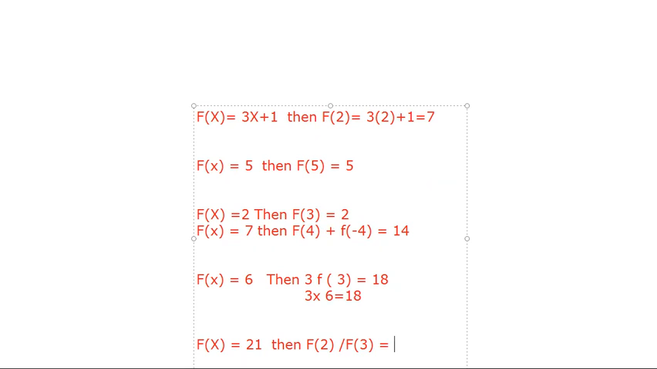Then f of 2 will be how many, grade 9? 21. Yes. And f of 3 will be how many? 21. So the answer will be 1. Okay, understood, grade 9? Yes.